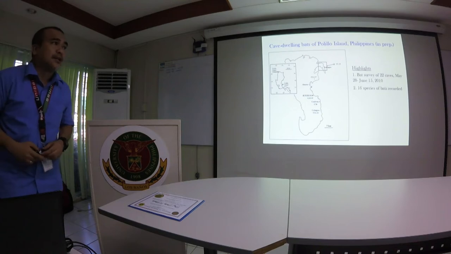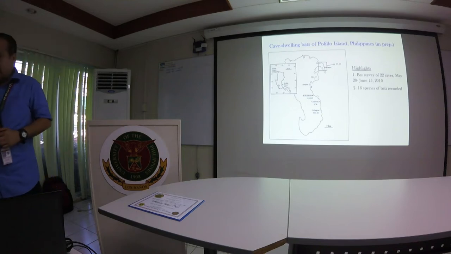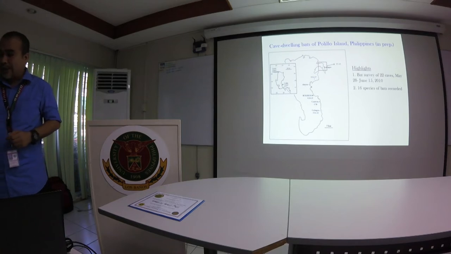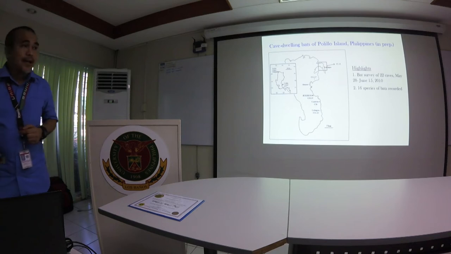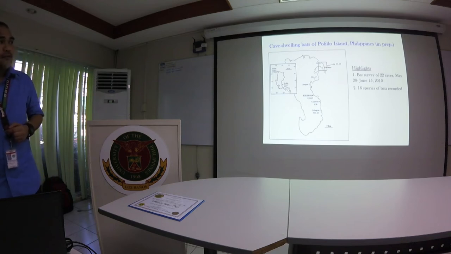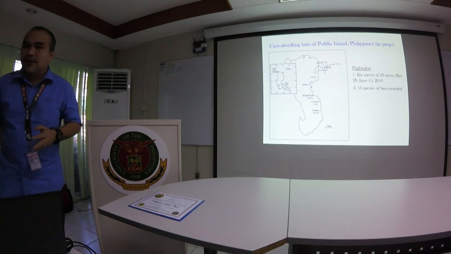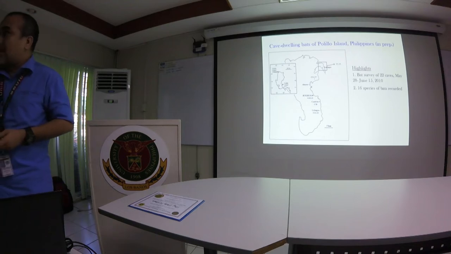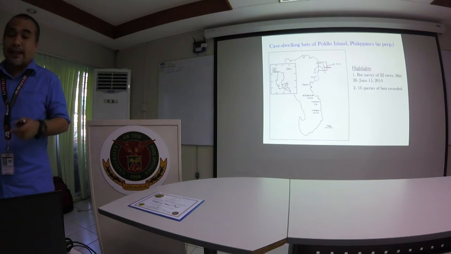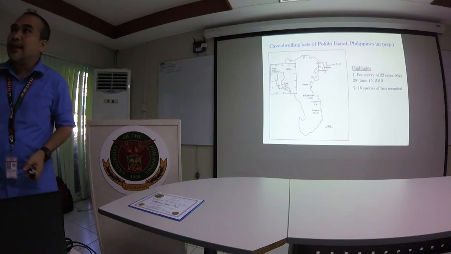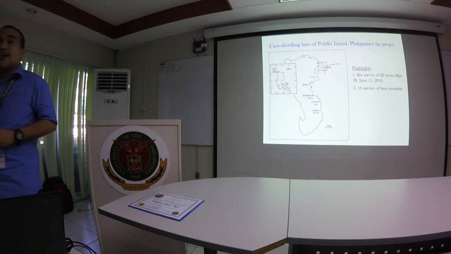In 2010, in May and June, I visited the island and we did a survey of caves there. We visited 22 caves and recorded a total of 16 species of bats. Virtually all of our cave sites were on the eastern seaboard of the island because of the peculiarities of the geologic origin of the island. Most of the karst formations are on the eastern side, whereas the western side is mostly volcanic.